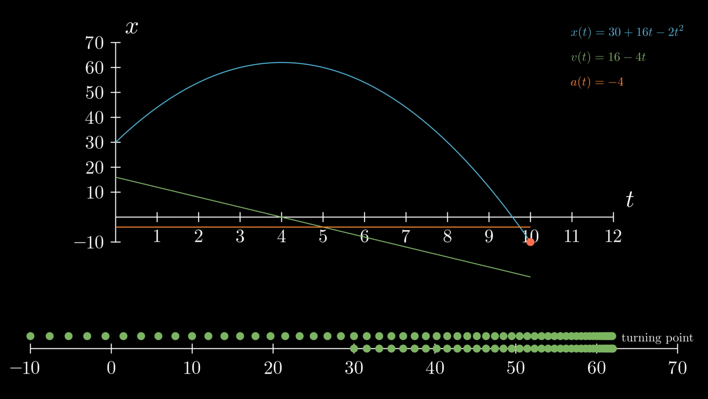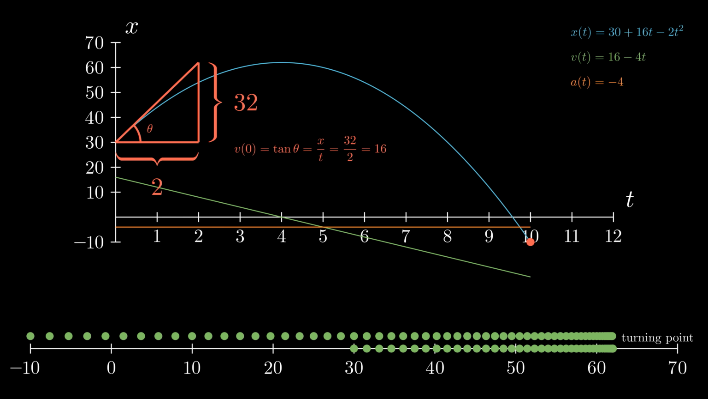We can also find the velocity of the particle at a particular moment by finding the slope of the tangent line to the position-time graph at that point. For instance, at t equals 0, if we draw a tangent line and calculate its slope, which is the change in position over the change in time, we find it to be 16, indicating the velocity at t equals 0.